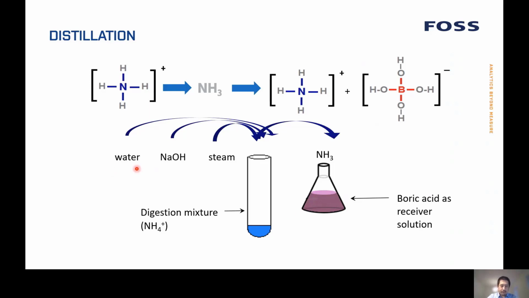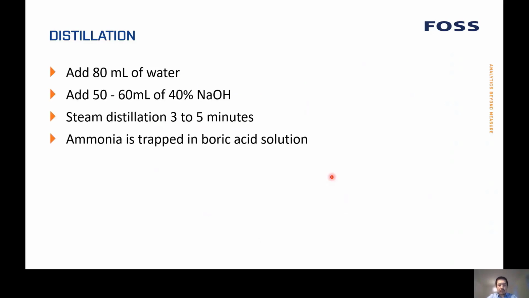So the water is added for the dilution because we want to avoid a very strong reaction if only sodium hydroxide is added. Then sodium hydroxide is added for the reaction, and the steam is added to take the ammonia out and trap it in the receiving solution. The normal procedure here in our FOSS system is the distillation step.